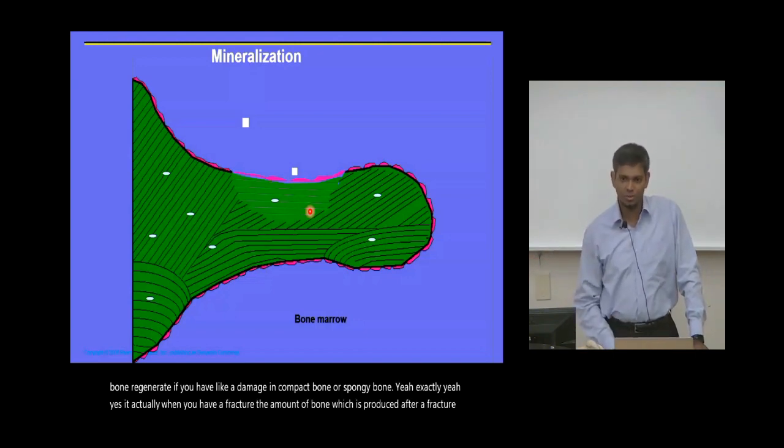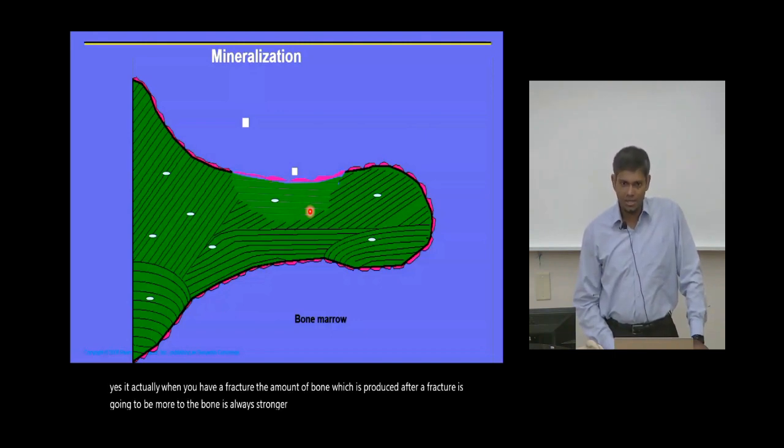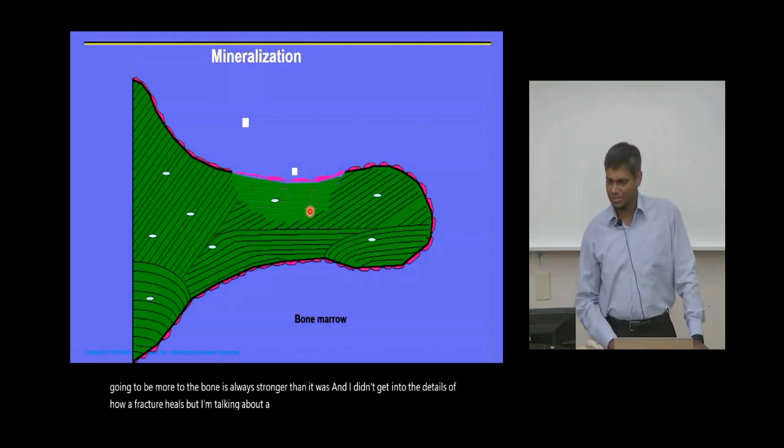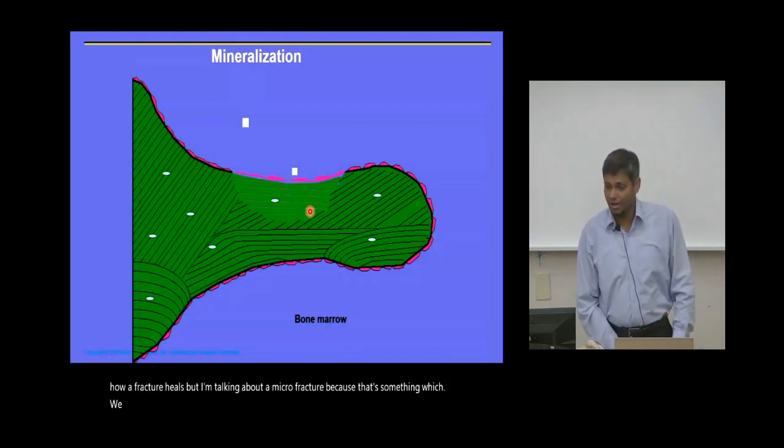When you have a fracture, the amount of bone which is produced after a fracture is going to be more. So the bone is always stronger than it was. And I didn't get into the details of how a fracture heals, but I'm talking about a microfracture because that's something which we experience more during exercise, and that's how the bones get stronger.